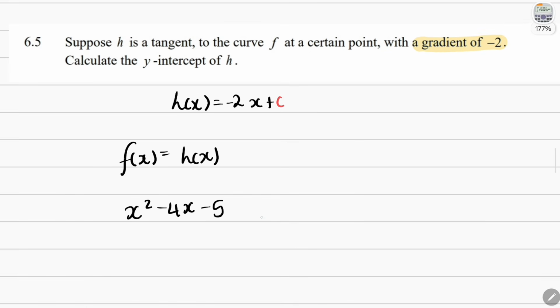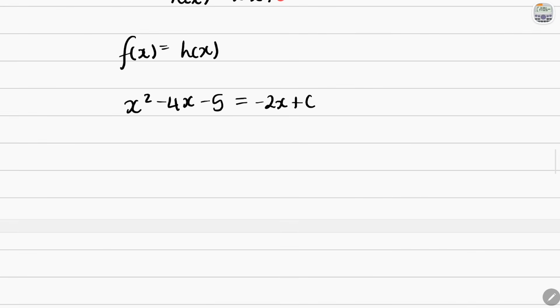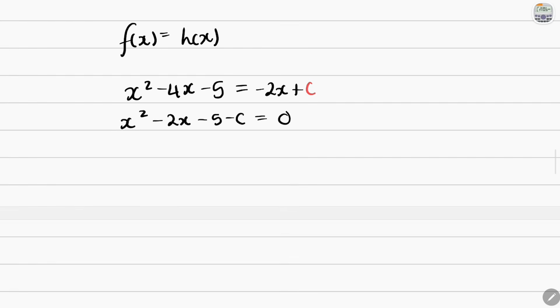And we're going to just say that is equal to h of x, which is currently negative 2x plus c. Okay, so this is our equation. And you see that c is still missing, and that's great. And so we're going to transpose this so that we can find the roots. So x squared minus 4x, and then this is positive 2x when it comes over, so it becomes negative 2x. And we have minus 5, and c comes over and becomes negative c is equal to 0. And this is the equation we have now.